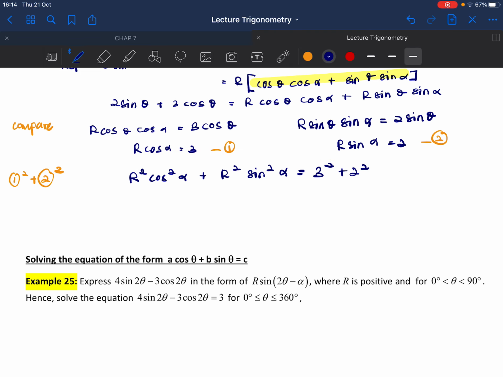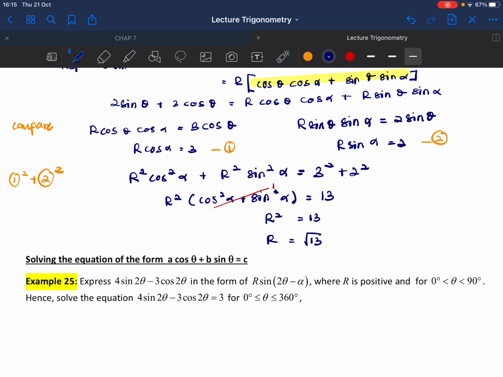We can factorize our r square, and then we will have cos square alpha plus sine square alpha. And here 3 square plus 2 square, we should get 13. 9 plus 4 is 13. Okay, and then here cos square alpha plus sine square alpha identity. Ini akan jadi automatically akan jadi 1. So we are going to have r square equals to 13, and then r is equals to square root 13.